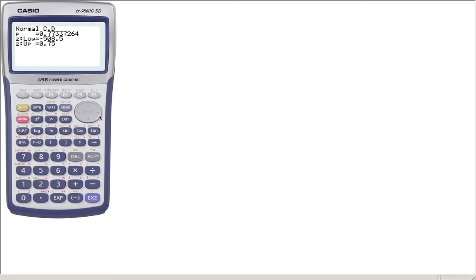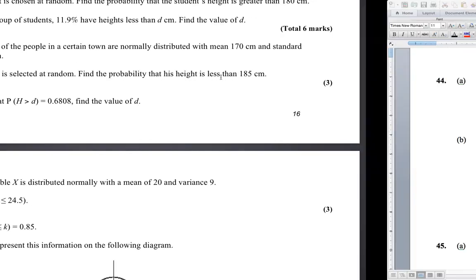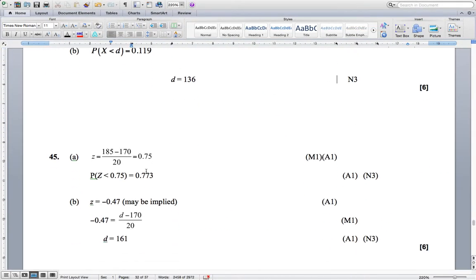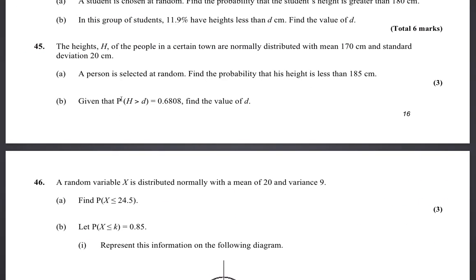So the answer is 0.773. Okay, so for the first question, the answer is 0.773. Let us check. Yeah, that is correct. Now the second one, given that P of h greater than d equal to 0.6808, so find the value of d. Again, we know the probability, but we need to find the value of d.